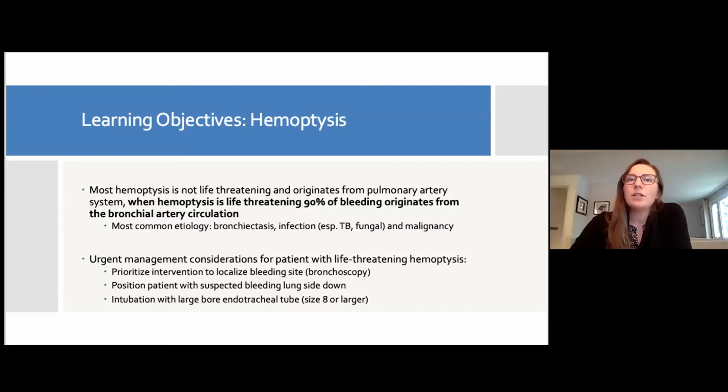Urgent management considerations for patients who have life-threatening hemoptysis include prioritizing interventions to localize the bleeding side, so that's bronchoscopy often, positioning the patient with the suspected bleeding lung side down, and intubation with a large bore endotracheal tube, ideally size 8 or larger.